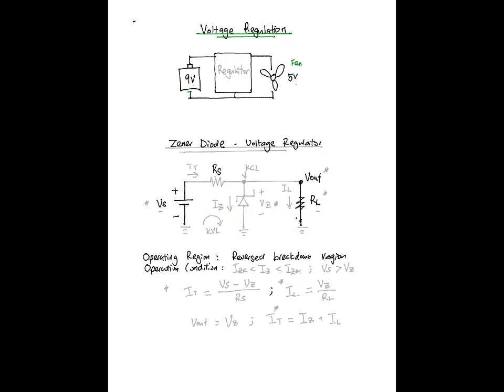So I need to convert the 9 volts into a constant 5 volts so that I can power up the 5-volt fan. The process of converting a 9-volt to a constant 5-volt is called voltage regulation, and the devices that are used to convert the voltage are called regulators.